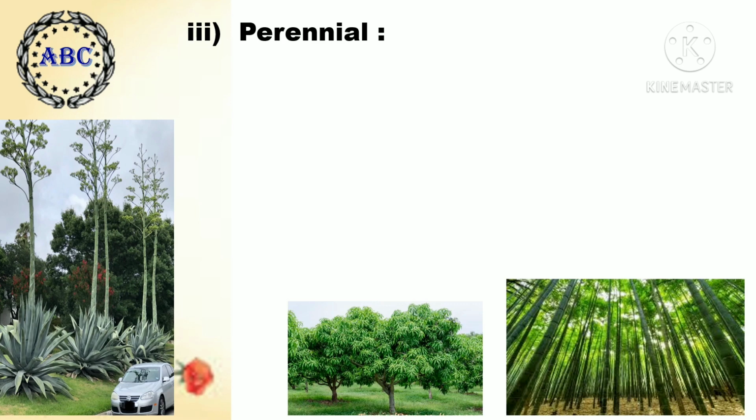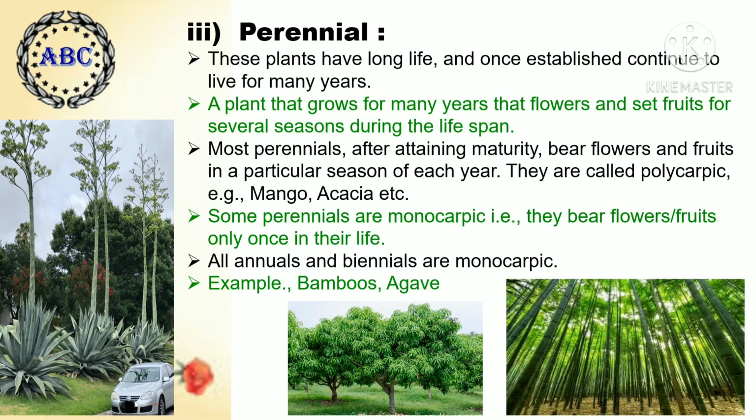The third one is perennial plants. These plants have a long life and, once established, continue to live for many years. A plant that grows for many years, that flowers and sets fruits for several seasons during the lifespan. Most perennials, after attaining maturity, that means after specific vegetative growth, bear flowers and fruits in a particular season of each year. Such plants are called polycarpic plants. The best examples we can watch easily are mango, acacia, like that.